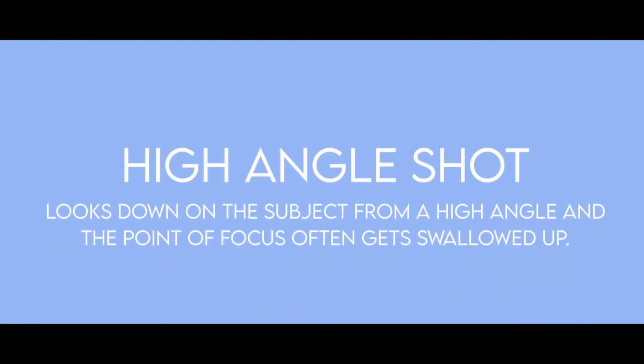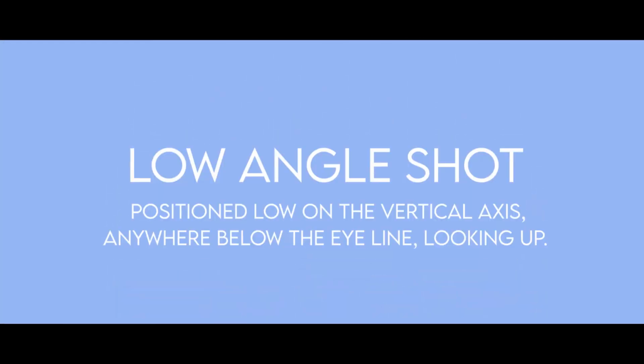Next, high-angle shot. Looks down on the subject from a high angle and the point of focus often gets swallowed up. Next, low-angle shot. Positioned low on the vertical axis, anywhere below the eyeline, looking up.